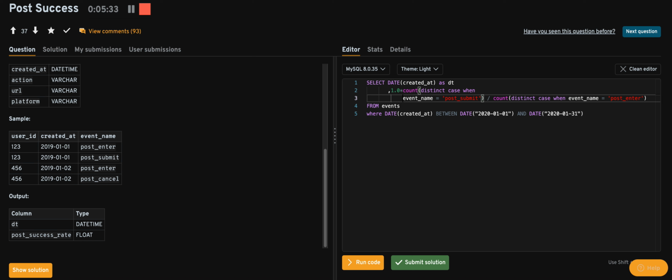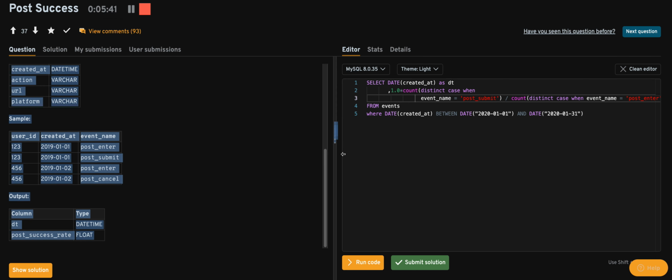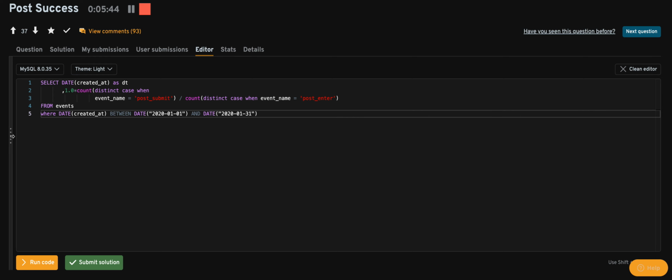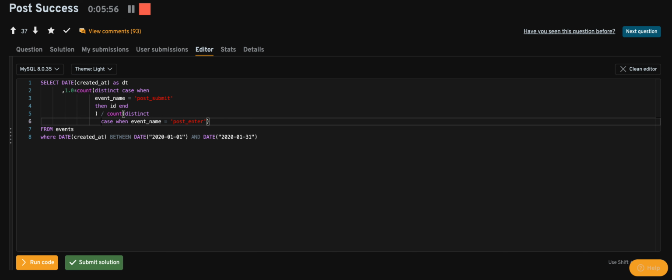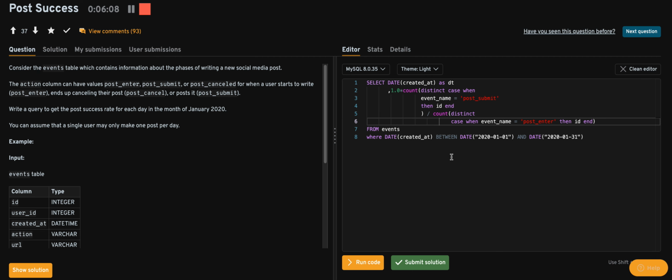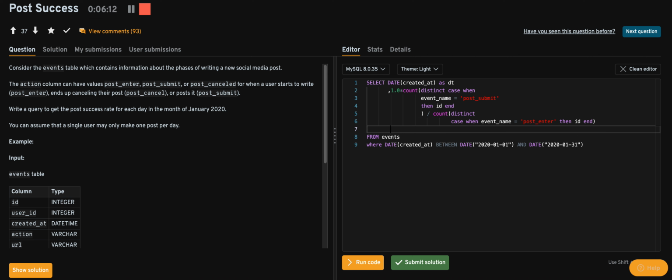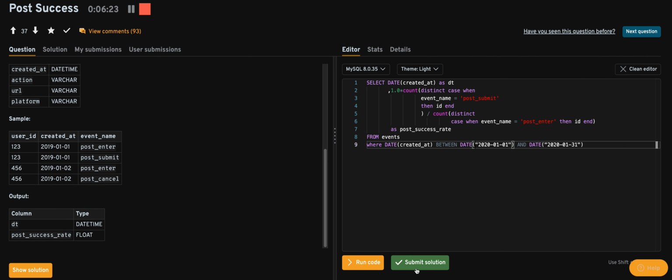Okay, so I need to write the case when then ID, so that's the post ID, then ID also, that's the post ID, as post success rate. Post success rate, yeah.